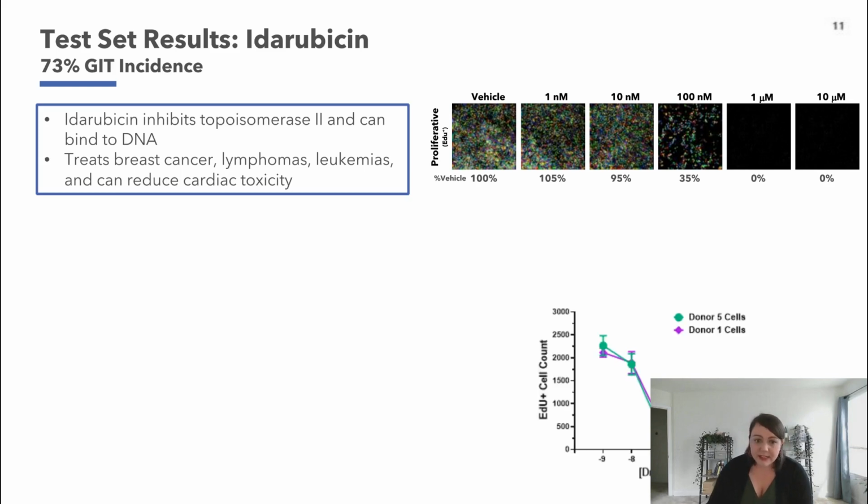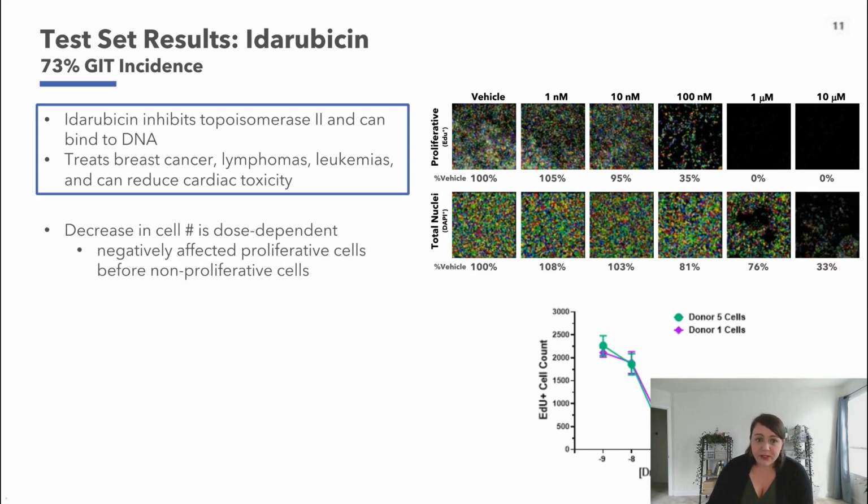We can quantify this. So this figure on the bottom shows two different donors, our donor 5 and our donor 1, with the same compound. And you see that as we increase the concentration, which is on our x-axis, we're having less and less of these EdU positive cells. We can also look at total cells. So here on the bottom, this image is the quantification of the total number of cells. So you can see that it actually takes a higher dose of this idarubicin to start causing decreases in the total cell number. So these two images on the bottom right are showing less of those cells in general present. And we can quantify this as well.